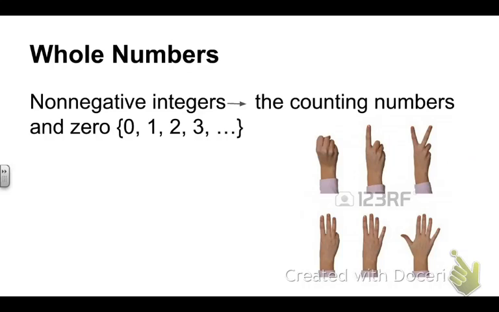So the next type of numbers, the next category, are whole numbers. Now these are your non-negative integers. These are the counting numbers, the ones that you learn as a small child. And then finally you realize that there's 0. Oh hey, I can make 0 with my hand. All right? You start to understand the concept of nothing. So these are your whole numbers.